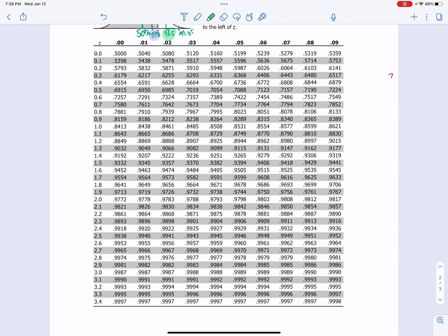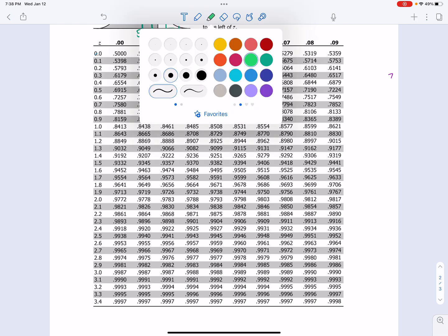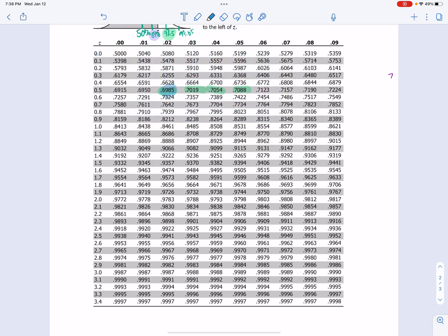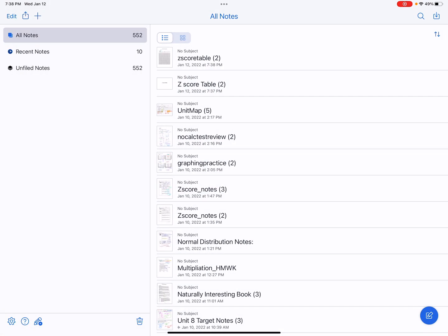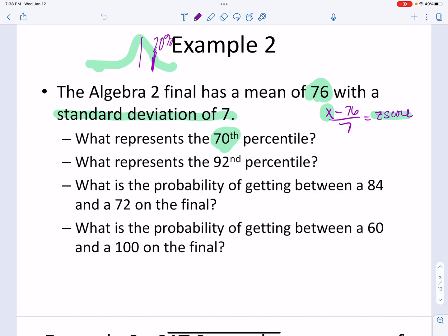Okay, so if I go here, I got 0.788, 0.19. Okay, so it's these two right here, this one and this one. Which one is closer to 0.7? That would be 0.6985, right? So that would be a z-score, 0.6985 would be a z-score of 0.52. So I'm going to go back out to this example. I now know the z-score because I knew the percentile.